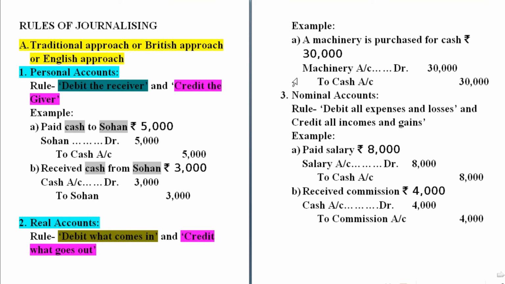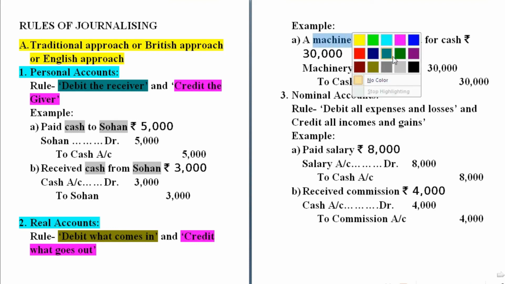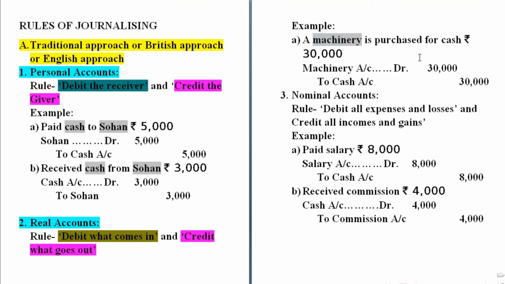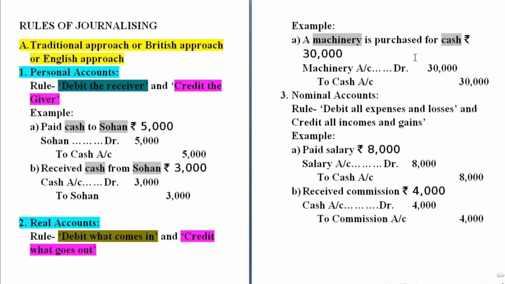Okay, so let us come to the question without wasting time. A machinery is purchased for cash rupees 30,000. So here once again we have got two accounts that are being affected. The first one is machinery, because we are finally getting a machine, and to get that machine we have to pay cash. So the two accounts affected here are machinery and cash. Now let us locate what these two can be.